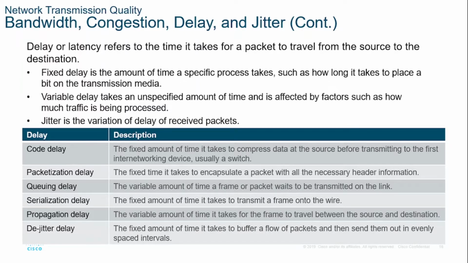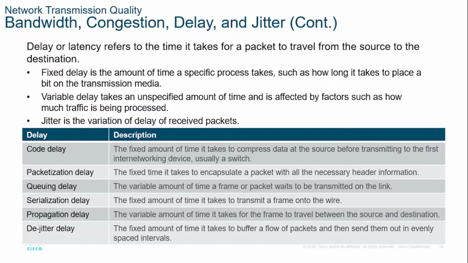The third one is queuing delay. This is the variable amount of time a frame or packet waits to be transmitted in the link. And the fourth one is the serialization delay. This is the fixed amount of time it takes to transmit a frame onto the wire. The fifth one is the propagation delay. This is a variable amount of time it takes for the frame to travel between the source and destination.